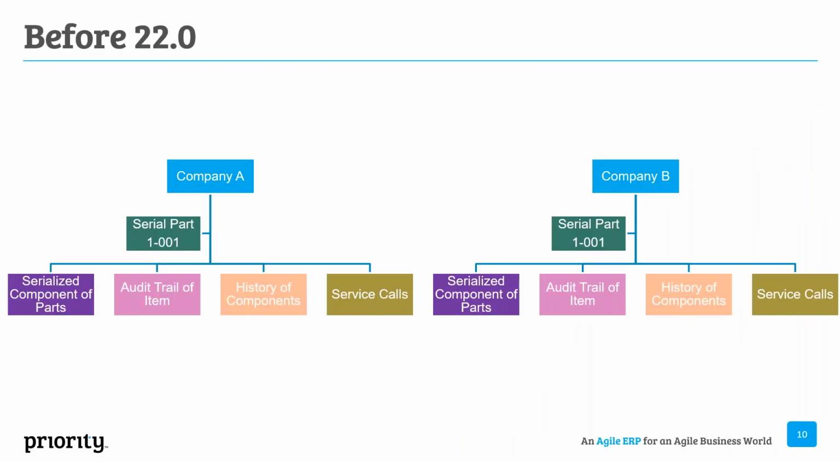Until version 22, serial part management was done per company. As we can see on the slide, the data of one serial part was reflected in each company individually according to the transactions that occurred in that company. You should know that there are organizations in which this solution is suitable.